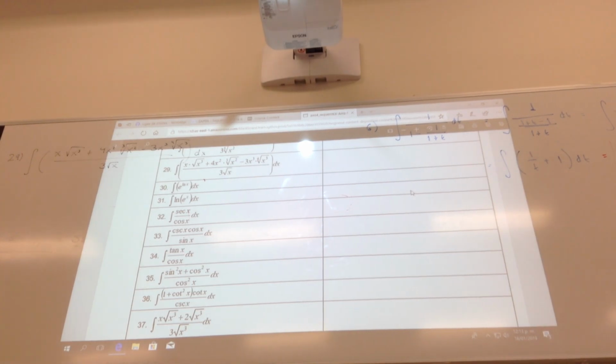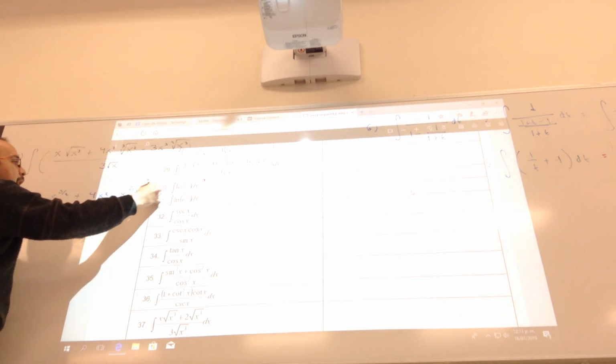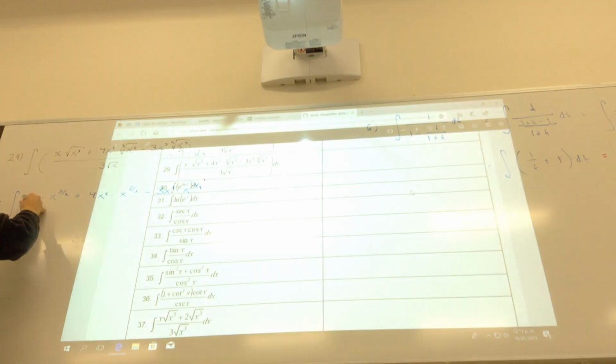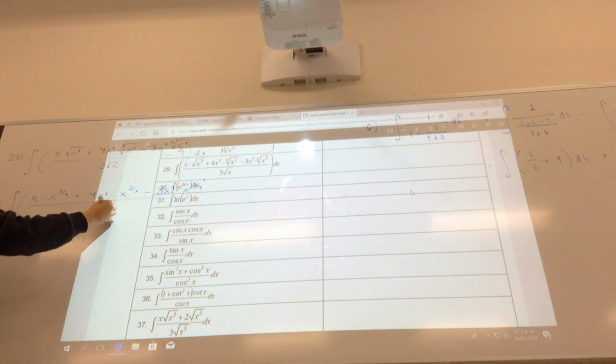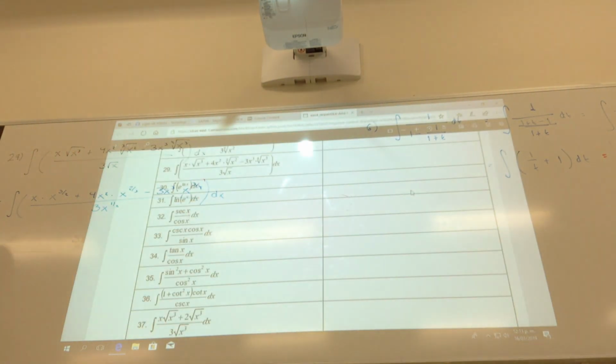Rewrite, yeah, we can rewrite the radicals. x times x to the what? 3 halves. Remember: exponent over numerator, index over denominator. Plus 4x squared times x to the 2/3 minus 3x to the cube times x to the 3/4, over 3x to the 1/2.